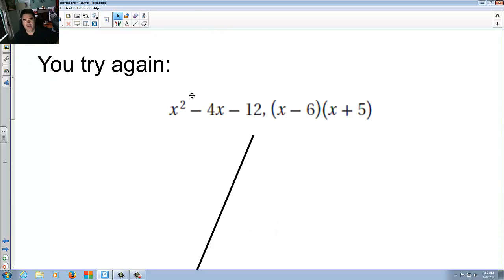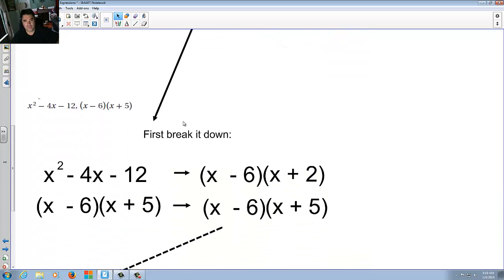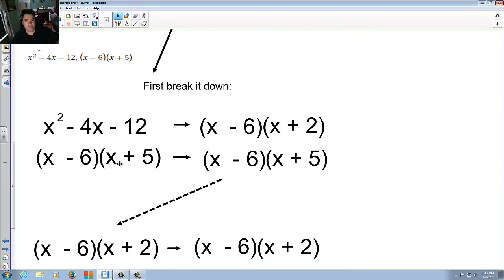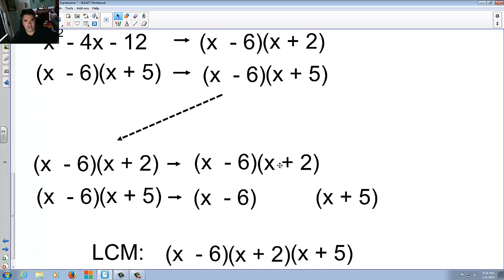You try again. X squared minus 4x minus 12 and x minus 6 and x plus 5. Hint, break this down first. Alright, go ahead. Let's see how you did. First we break it down. This becomes x minus 6, x plus 5. And this was already x minus 6, x plus 2. Therefore you already have an x minus 6. X minus 6. You have an x plus 2 and an x plus 5. Those are all least common multiple. Remember, you only have to take one of these, one of these, one of these. And there you are.